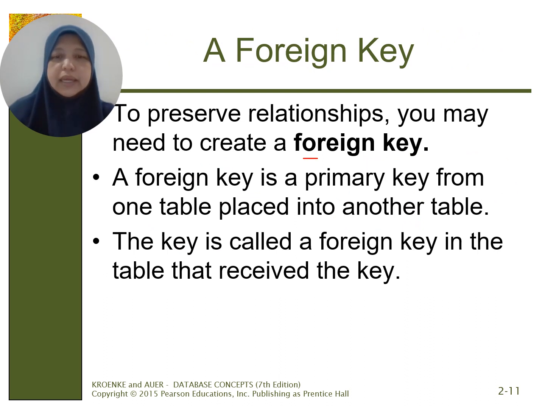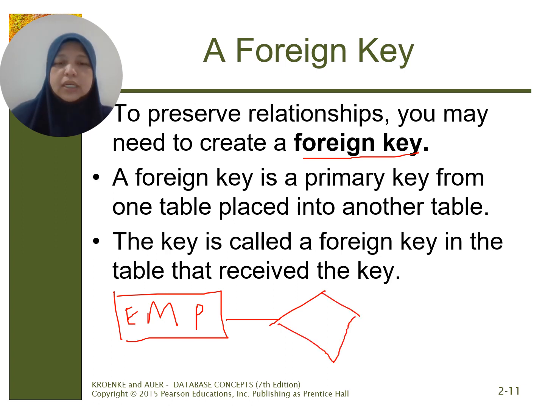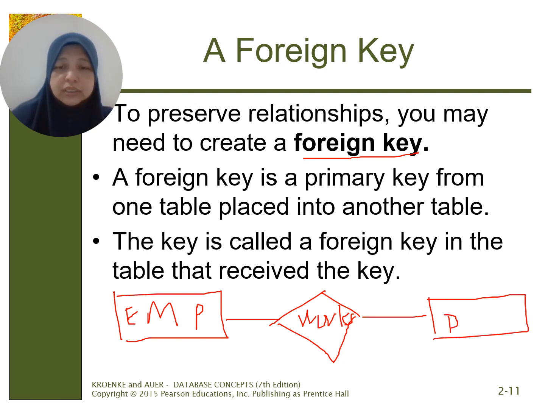Foreign key is the second most important key, or important attribute, that you have to understand. To preserve the relationship, look at the employee example just now. Employee is a table, an entity, so it is drawn as a rectangle. This is the relationship shape, which is a diamond, with the name of the relationship, works in a department. Then another entity, or another relation, department.